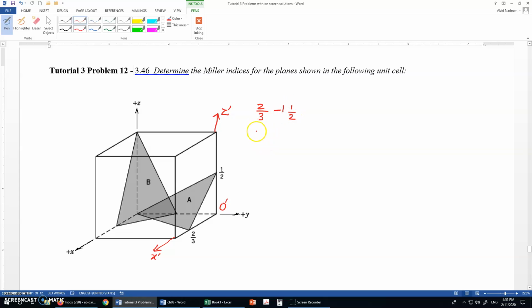As a next step, you will take the reciprocal of these points: 3 by 2, minus 1, and then it will be 2. And for removing these fractions, you will multiply all these indices with 2. So the indices will become 3, minus 2, and 4. And finally, the Miller indices will be written like this: 3, 2 bar, 4.